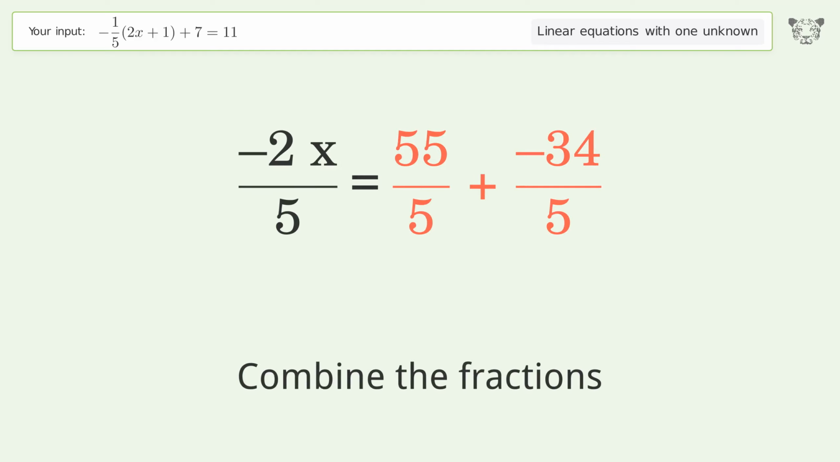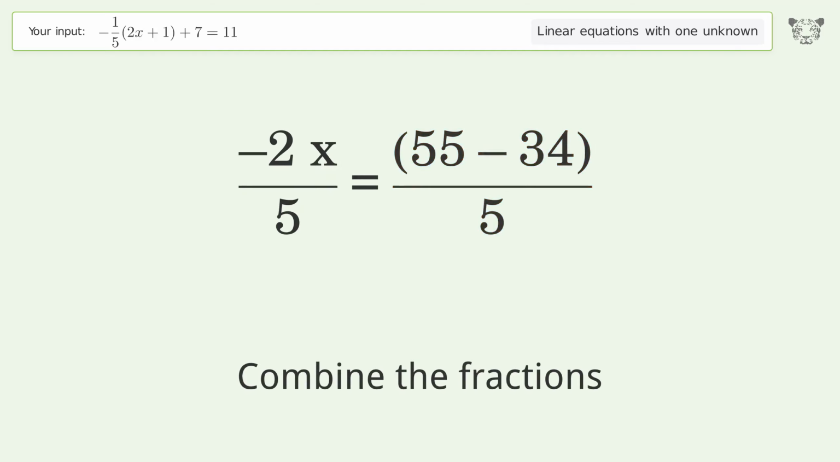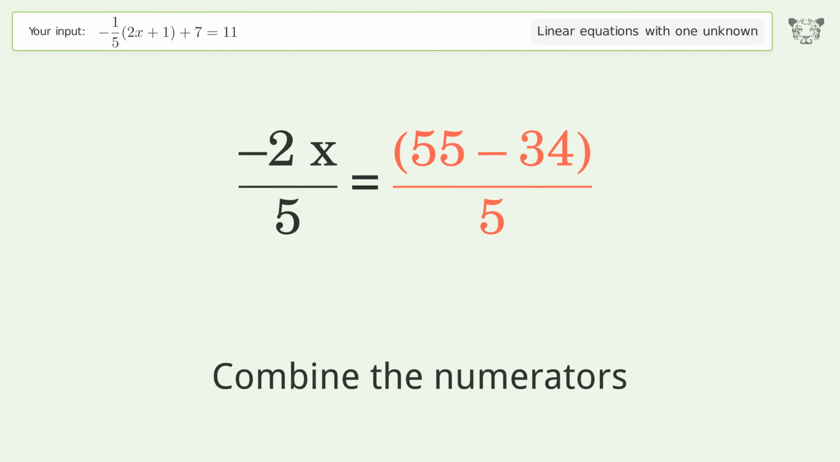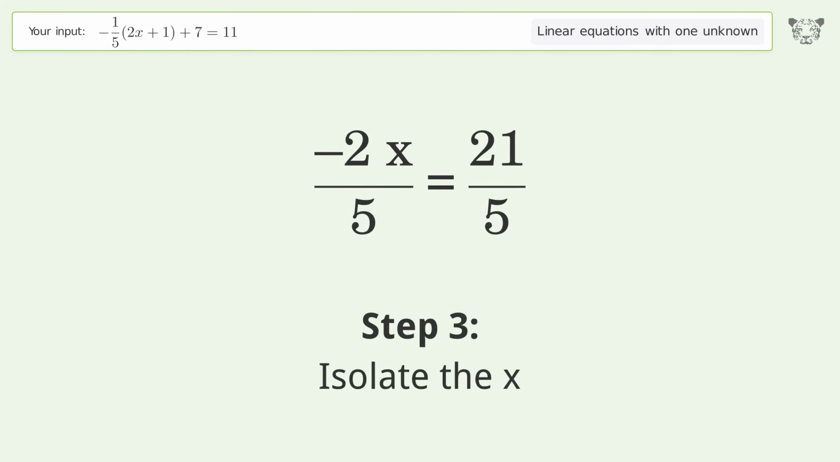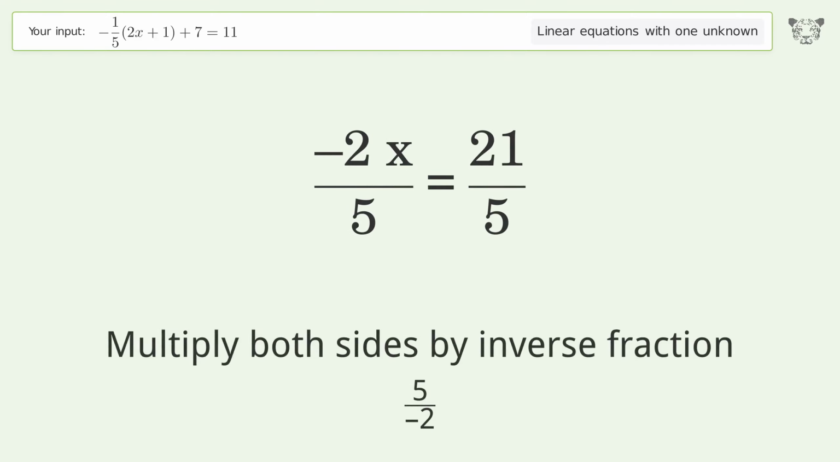Combine the fractions. Combine the numerators. Isolate the x. Multiply both sides by inverse fraction 5/2.